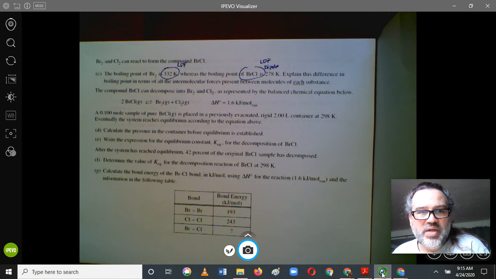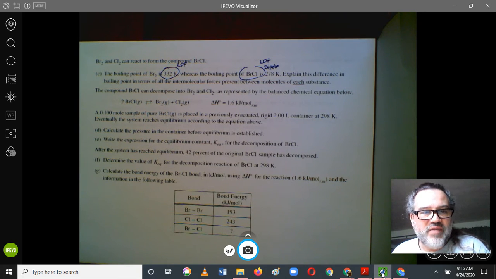Let's look at this equilibrium that we have set up. We have this idea that two bromine chlorides can split apart into bromine and chlorine. We see that it's endothermic. We get the delta H. We're given some information: 0.1 mole is placed in a previously evacuated 2-liter container at 298 Kelvin, and we're told that it reaches equilibrium. What's the pressure before equilibrium is established?